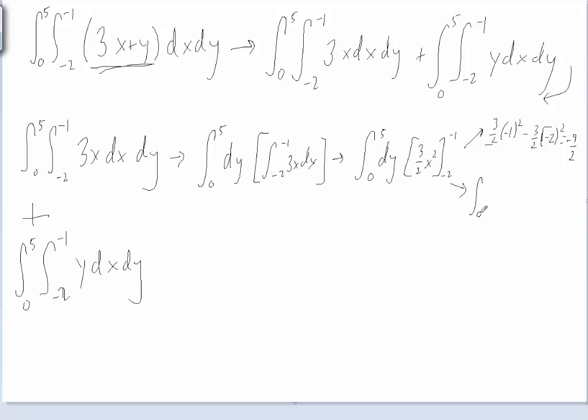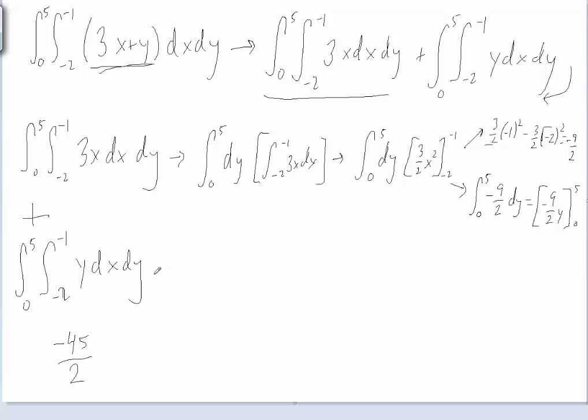So then the outer integral is negative 9/2 dy, which is negative 9/2 y, evaluated from 5 to 0. And I'm going to bring this over here, so that's going to be negative 45/2. That's the value of this first integral.